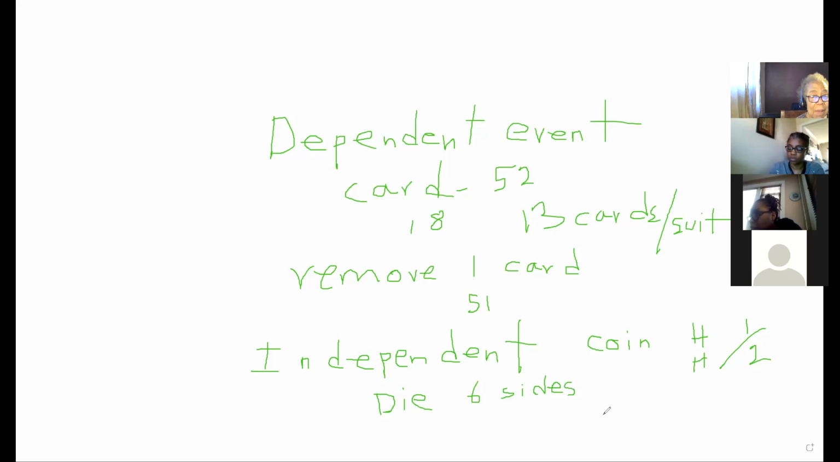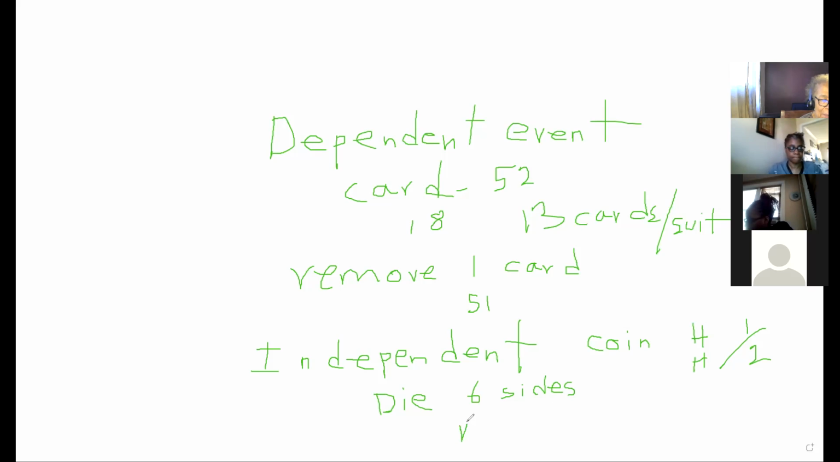You're not affected by what you picked before. Your probability is still 1 out of 6. It's 1 out of 6 that you'll pick a 6 or 1 or a 2 or a 3 or 4 or 5, because that's what the sides represent. 6 numbers, 1 through 6. Now, suppose I ask you, what's the probability on a die of picking a prime number?